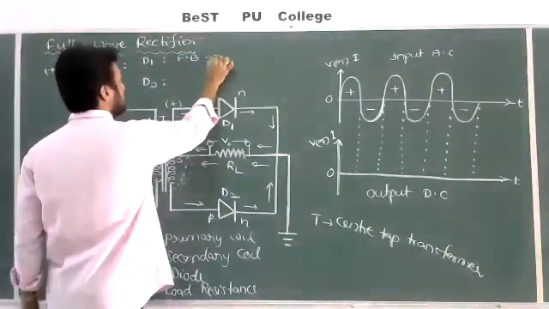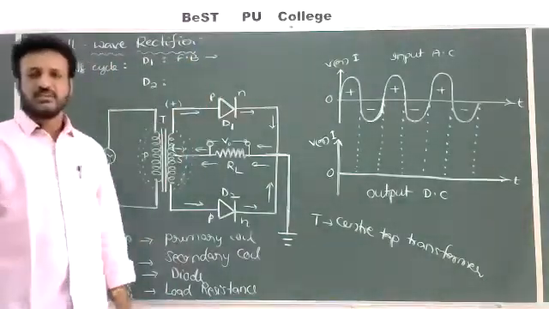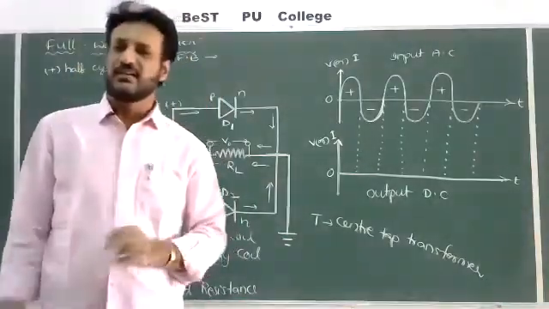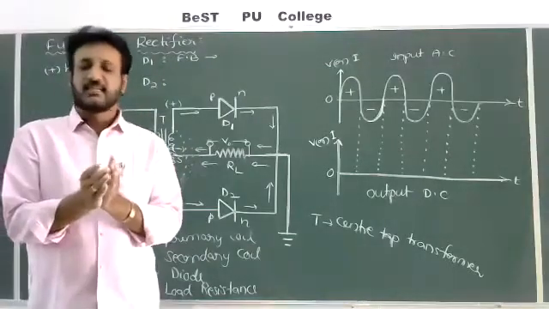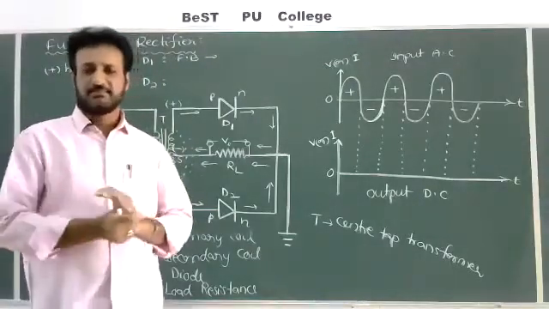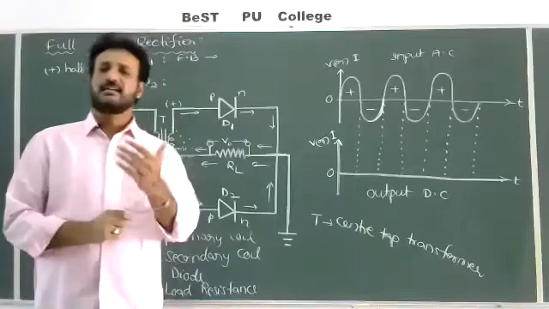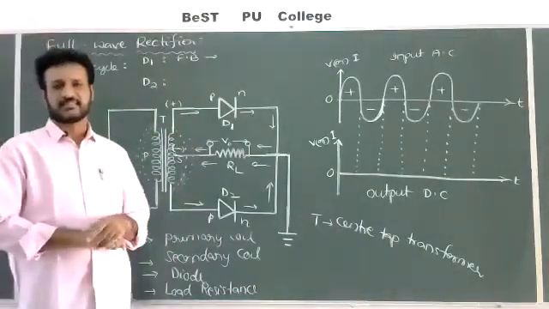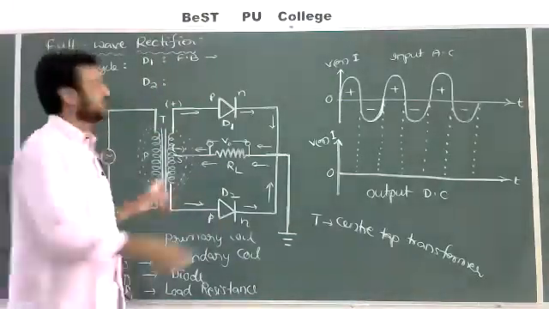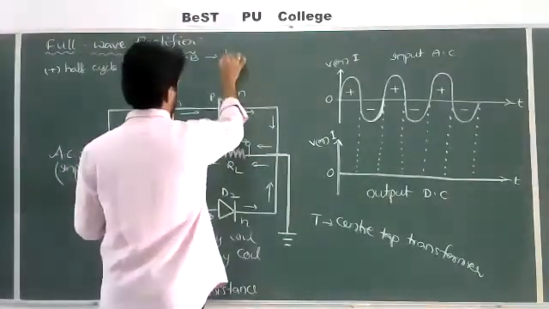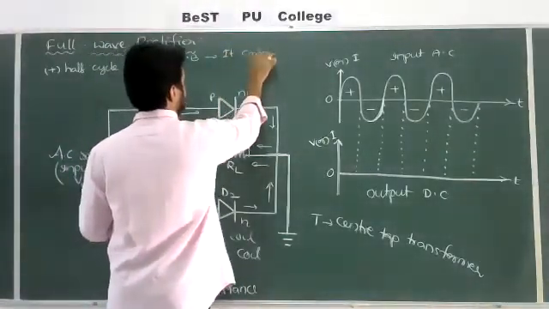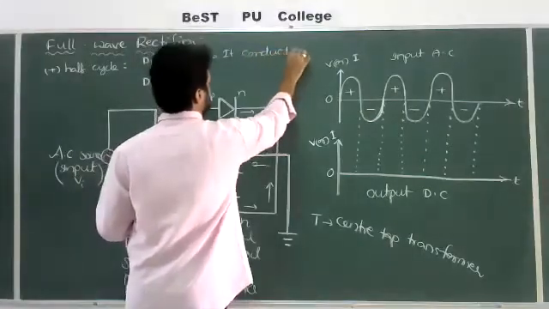So in forward bias, what is the condition? Both electrons and holes in the diode are moving towards the junction. The thickness of the depletion layer decreases, barrier potential decreases, and resistance also decreases, so current flows in the circuit. So the diode conducts. It allows the current to flow through it.